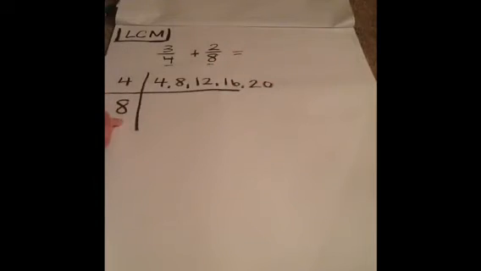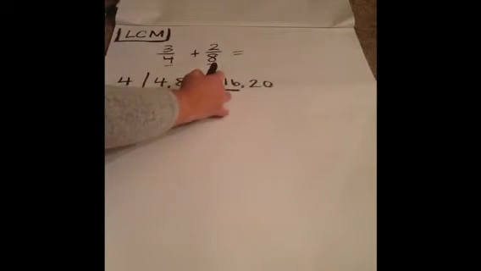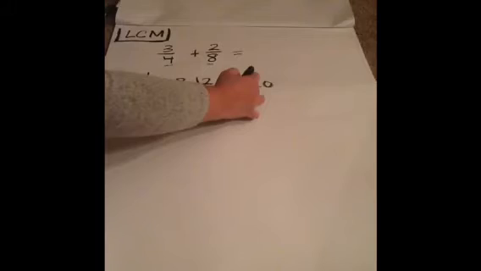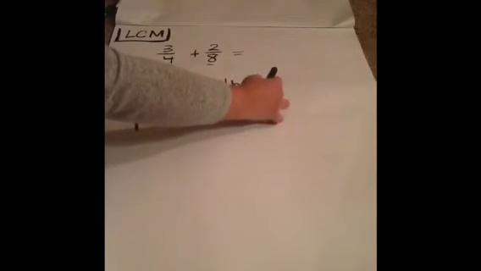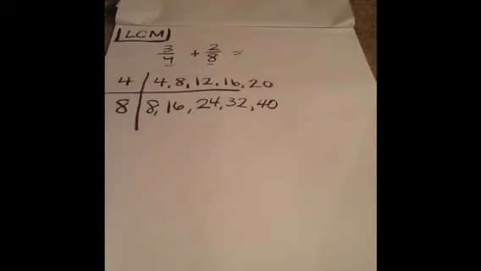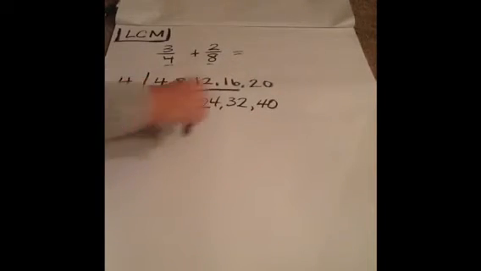And so, excuse my children, you can hear them in the background. So we're going to come up with multiples, and it's going to be 4 is 4, 8, 12, 16, and 20. And then the multiples of 8 are 8. Remember, multiples are skip counting. 16, 24, 32, and then 40. Remember, I recommend doing 5 multiples of each.